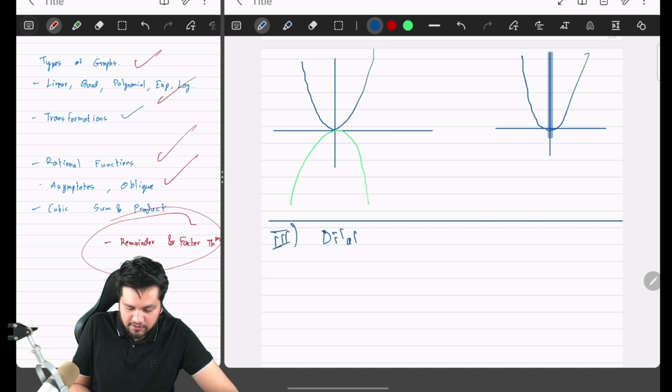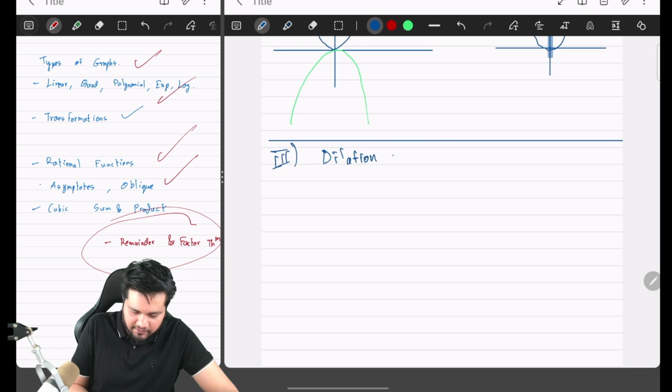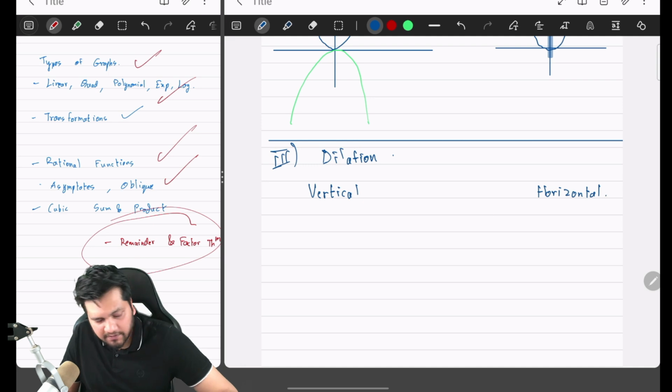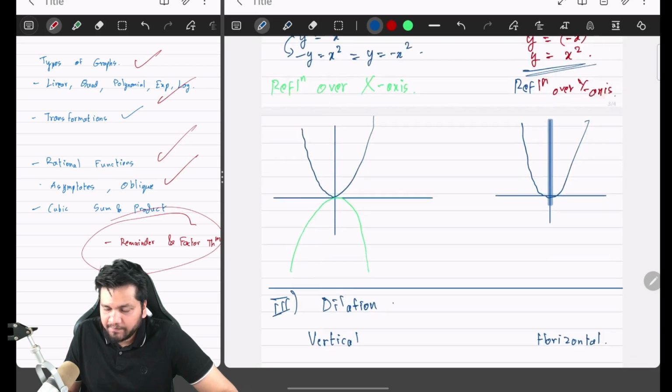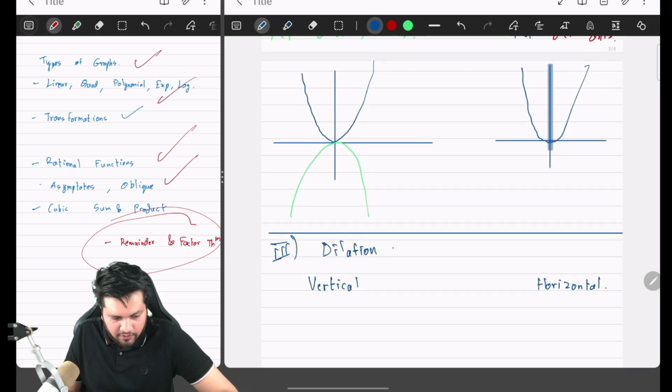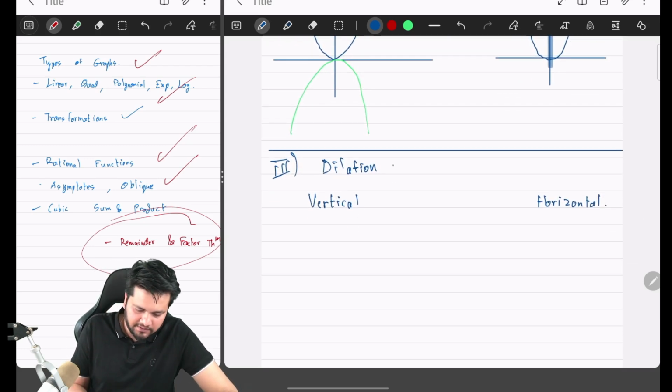So what exactly is with respect to dilation? Again, we have two dilations, which are vertical as well as horizontal dilation. Again, we are going to take y is equal to x square. Remember, if you ever get confused with what kind of dilation it is, vertical or horizontal, or for that matter reflection, just take y is equal to x square as a reference graph and we will see it.